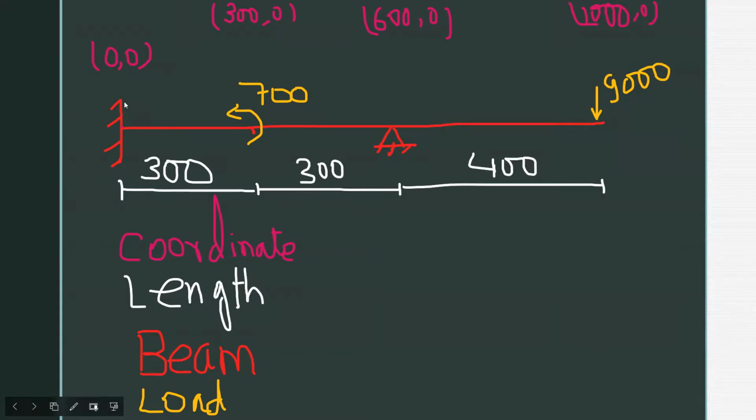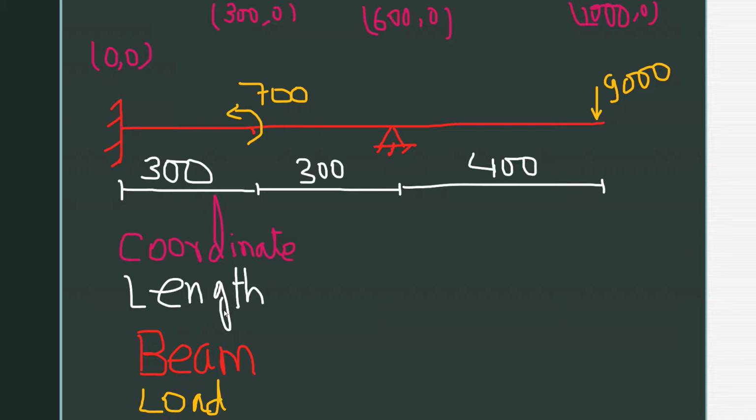So the problem is this beam, a continuous beam where the left end is a fixed support and a concentrated moment of 700 units, maybe Newton meter, Newton mm or kilonewton meter, any unit it may be, is acting in the anti-clockwise direction at a coordinate of 300 comma 0. In the pink color we have written the coordinates, in the yellow color the load is applied, the moment and the force, and the beam is shown in the orange color line diagram.